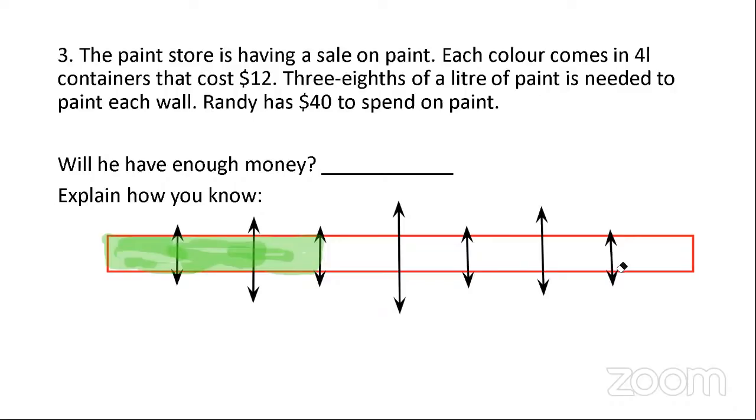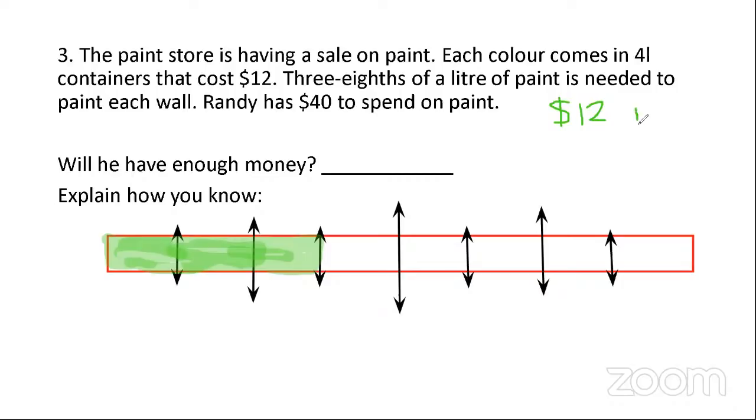So definitely you can see here that 3 eighths of a liter of paint is less than 1 liter. So it means here then that with the walls that he's going to paint red, he doesn't need any more than the one container. All right. So it needs only 1 4-liter container of paint. And that is $12. I'm just going to write my $12 right here. And my $12 here represents red paint.